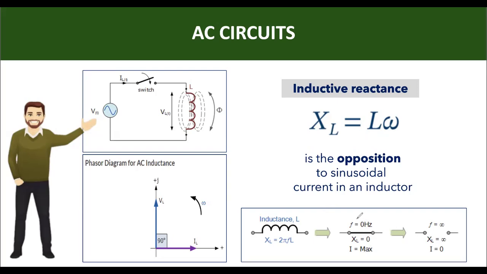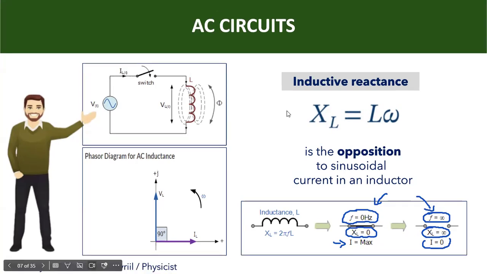When the frequency is very small, XL is very small, so the I becomes maximum. When I have a very high frequency, the XL is very high, and the current is close to 0. This behavior of the inductor is used in filters. We are going to see this in another video. Let's continue now.